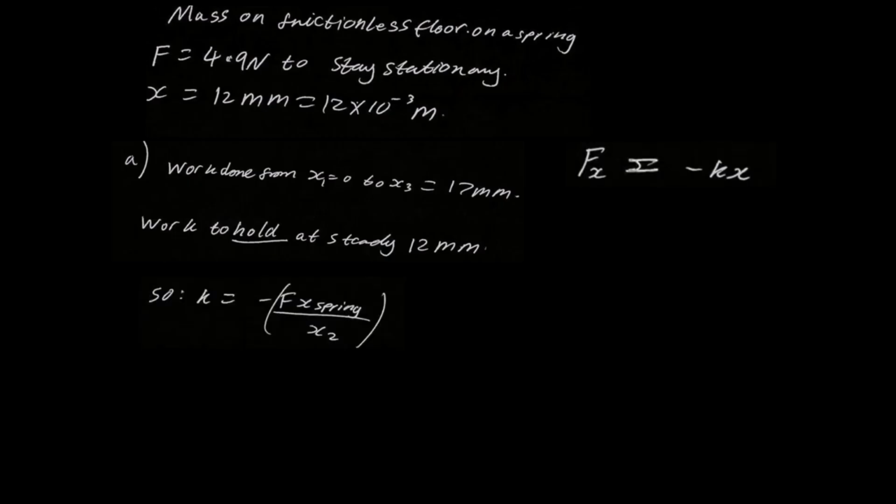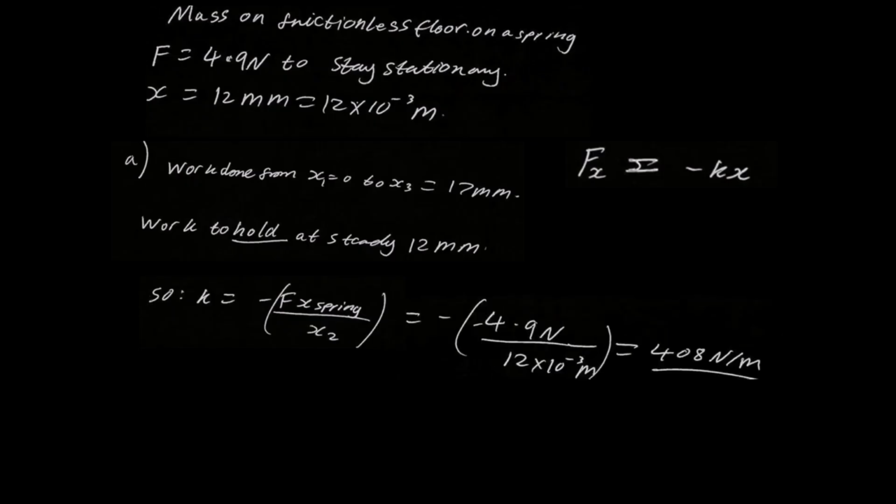So we can say here F is equal to negative kx. K is the force on the spring over x2. What we're saying for K is this is going to be 4.9 newtons over 12 times 10 to the minus 3 meters, giving us 408 newtons per meter. So we've figured out what K is. In moving this spring 12 millimeters, we've figured out the force per meter that we need. So this is the spring constant in F equals Kx. We had x, we had F, we figured out K.